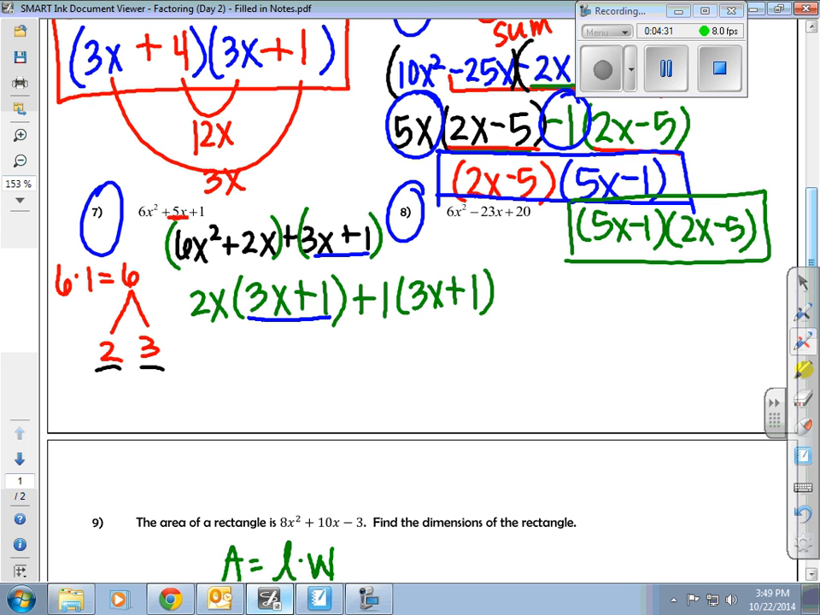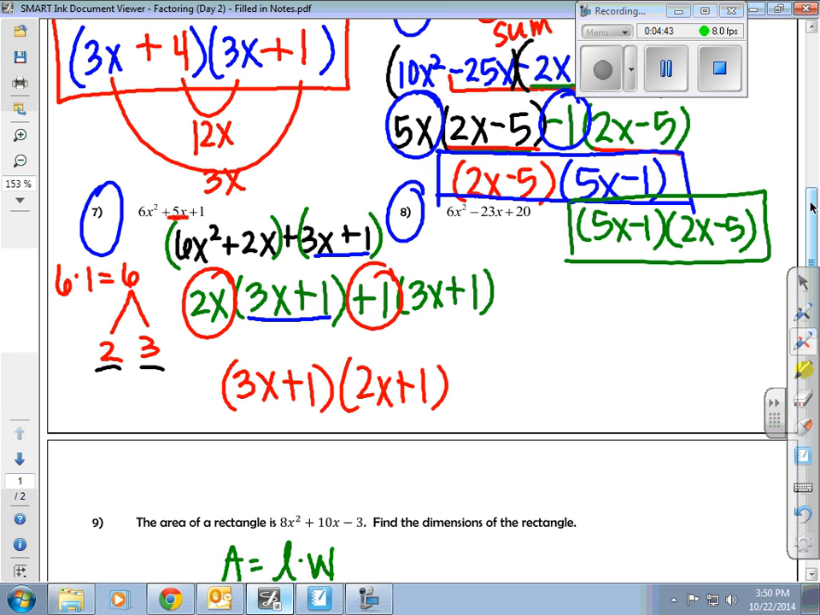Then to get my factored trinomial, I would have what's in parentheses already, 3x plus 1, because I factored that out, and then what's left? 2x plus 1. And once again, this is what you should have gotten when you factored using the reverse FOIL method earlier.